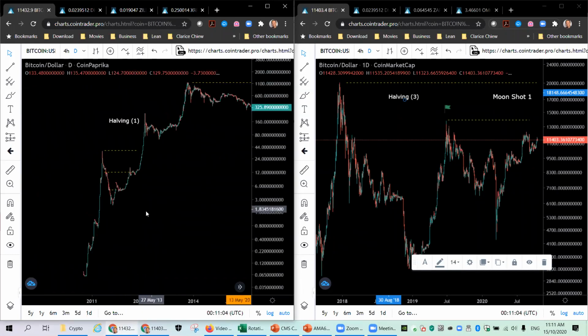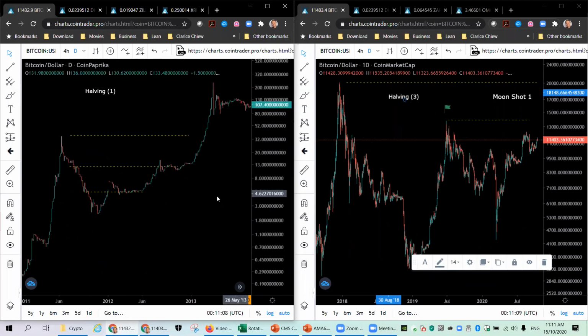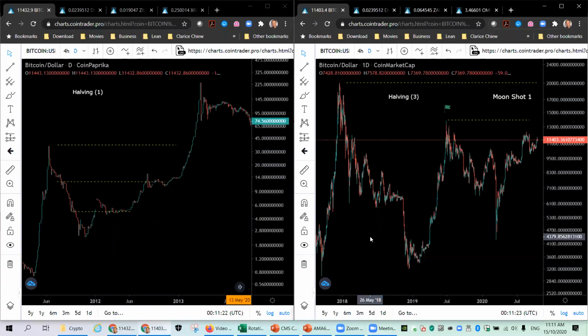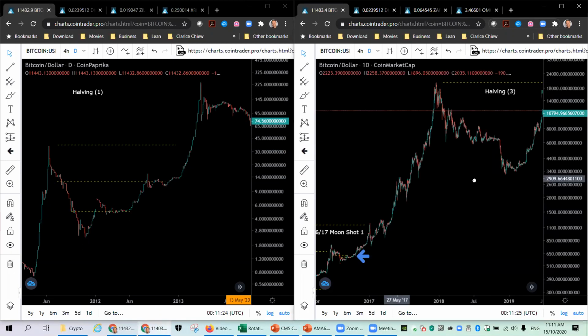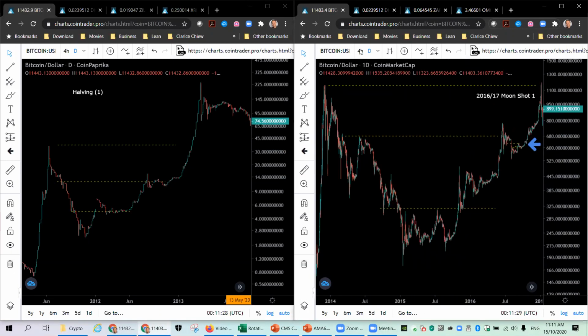So here's one example when I say you can actually compare. For example, the first halving that goes back into 2011, 2012, right? That's the first halving. And for example, you can compare against the second halving, right? And you might be wondering how would the pattern fare. Here's one way to frame it.